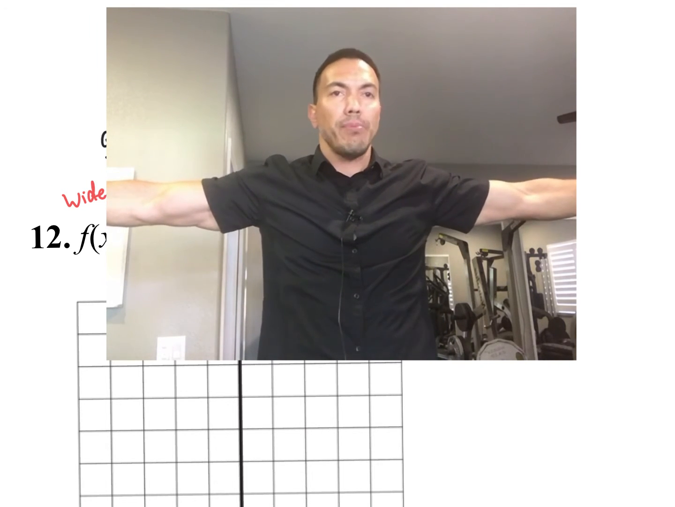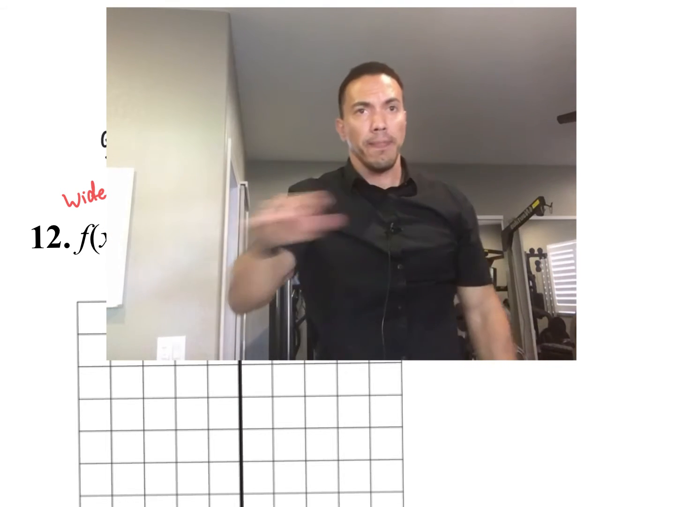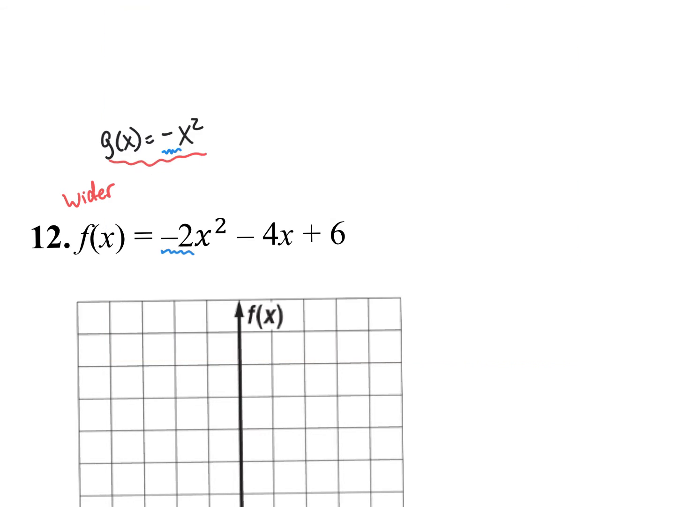It's getting really close to 0. If it actually got to 0, if it said y equals 0x squared, it would not be a parabola anymore. It would be a totally flat line. So I hope that helps. And I'll tell you guys, this will be a question on the test. Which one is wider?